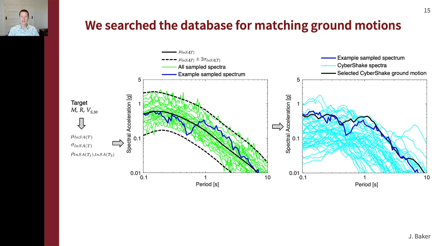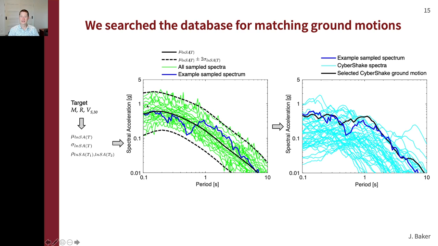For each target magnitude and distance, and we also had a site condition, which we varied a bit, for those conditions and inferred rupture mechanisms and things like that, we computed means, standard deviations, and correlations of response spectra that we would expect. We computed those from empirical ground motion models.